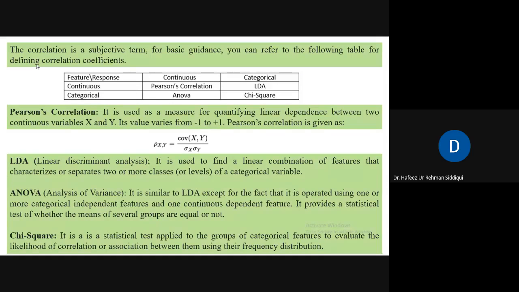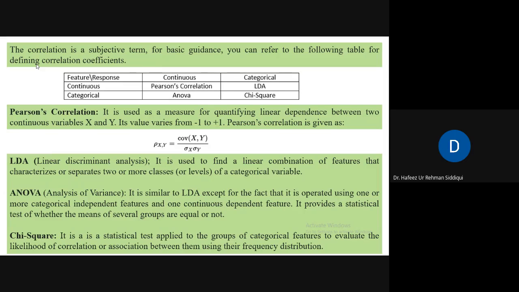Linear discriminant analysis is used to find a linear combination of features that characterizes or separates two or more classes of a categorical variable, as can be seen on the table. ANOVA, analysis of variance, is similar to LDA except that it operates using one or more categorical independent features and one continuous dependent variable.